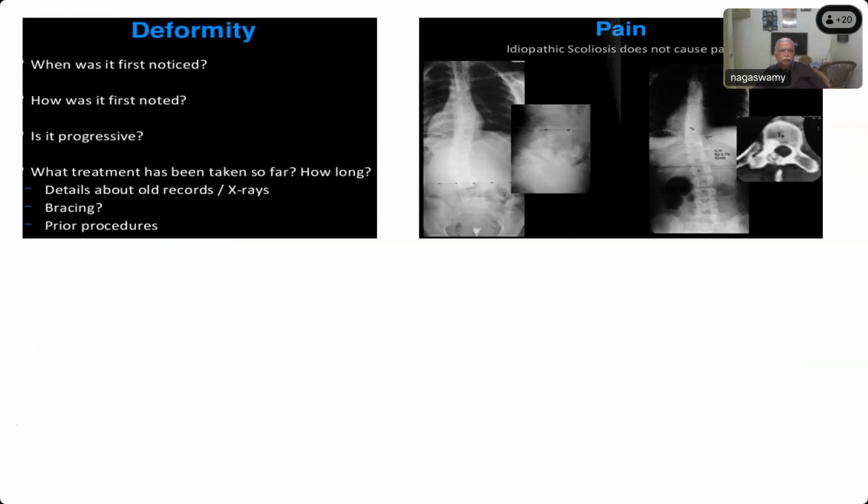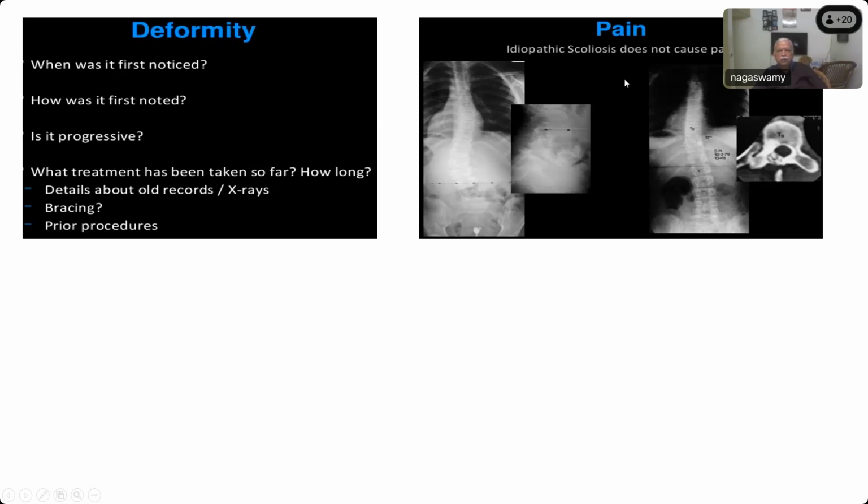Ask about the deformity, when it was first noticed, and how it was noted, whether it was because the shoulders were becoming unequal, or because the patient started leaning to one side, or whether the patient started walking with an abnormal gait. So that is how you must ask the history, and whether it is progressive, any details of old records, X-rays, any bracing done, or any prior procedures done. This treatment history is very, very important.